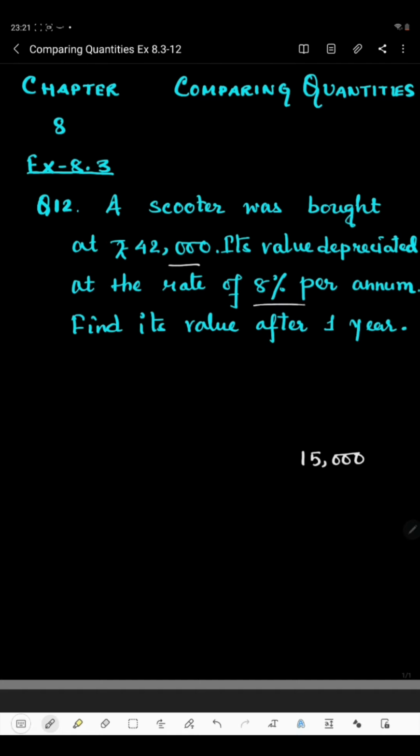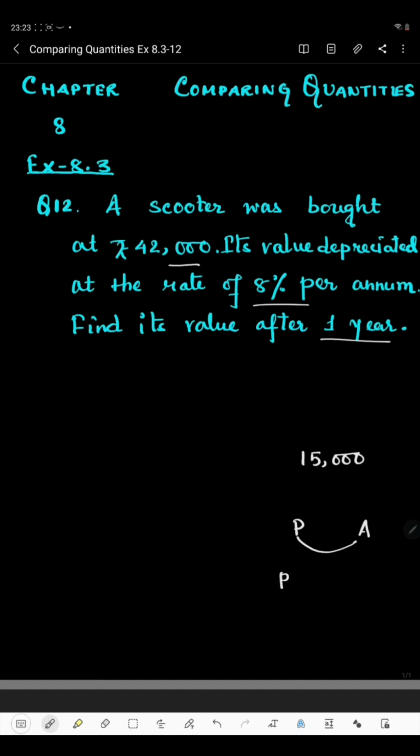So what do we have to find? We need to find the value after 1 year. So obviously after 1 year, there is a decrease in the value of the scooter. In the previous cases, the value was given, and the initial value we considered as principal. After 1 year, or 2, 3, whatever it is, its value gets increased, right? So we used to find the increased amount.